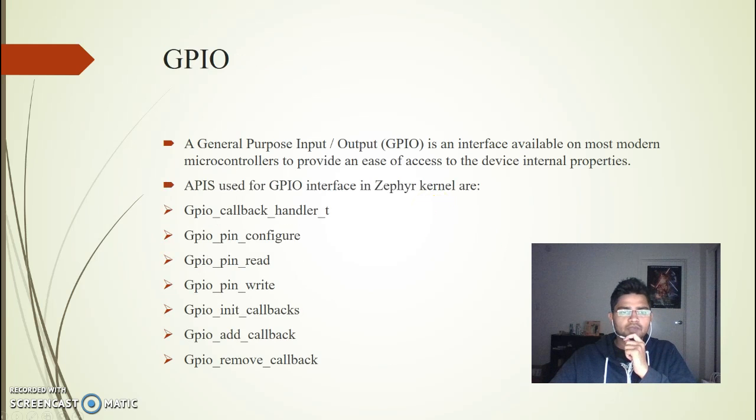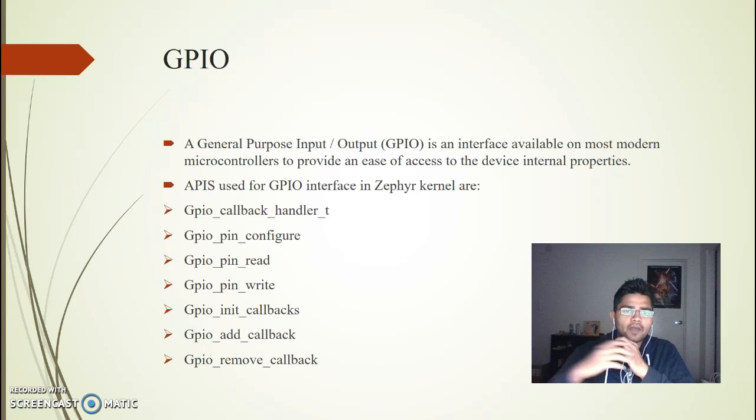Okay, so GPIO, general purpose input output, is an interface available on most modern microcontrollers to provide ease of access to the device's internal properties. GPIO is used where input and output are there, where there has to be some interface between input and output. An API is used for the GPIO interface in the Zephyr kernel.